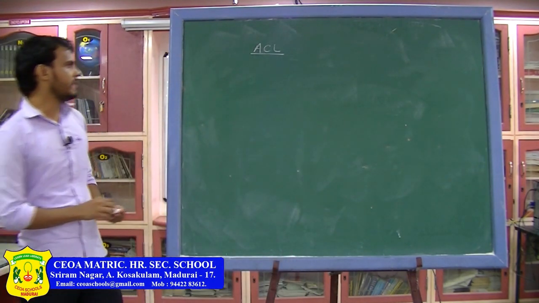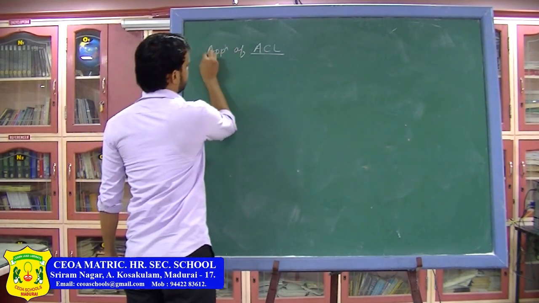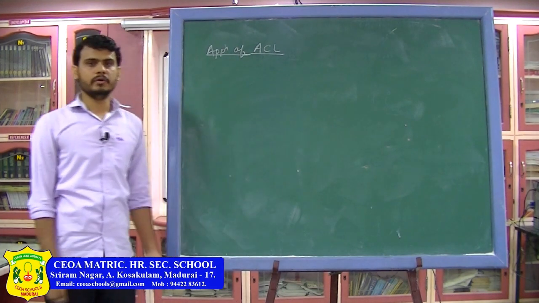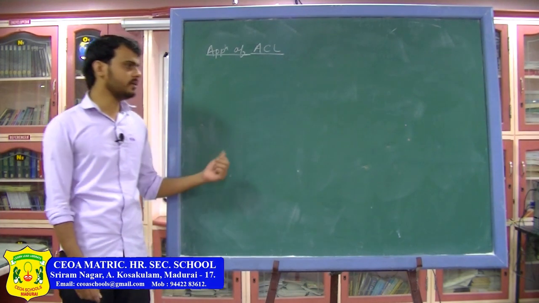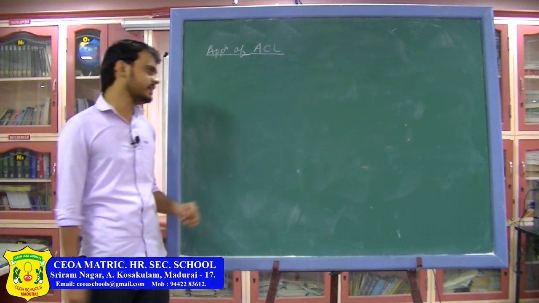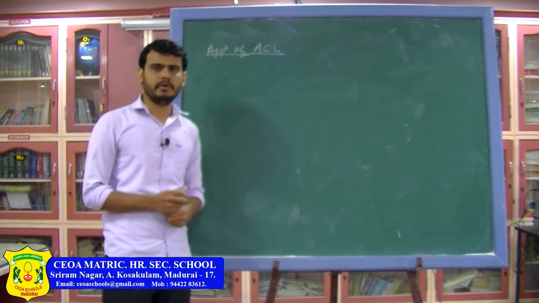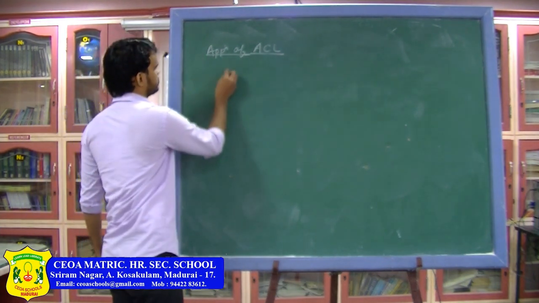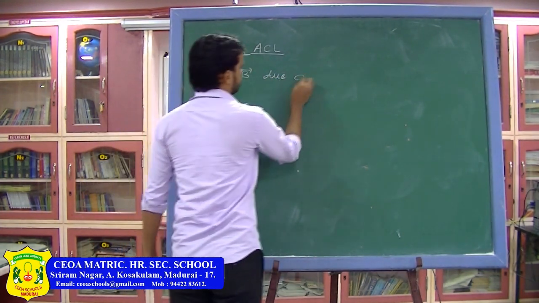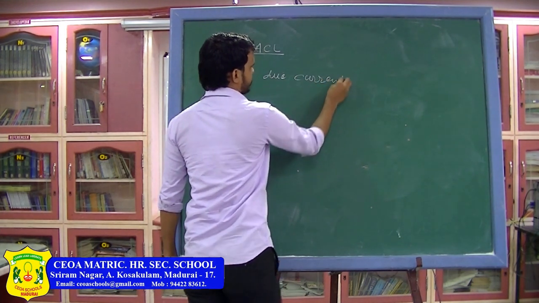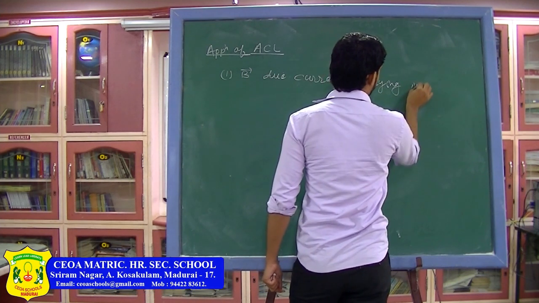So, the next heading is application of Ampere's circuital law. We are going to use Ampere's circuital law to find the magnetic field due to a wire again. Then we are going to find the magnetic field due to a solenoid, and finally we are going to use Ampere's circuital law to find the magnetic field due to a toroid. So, the first heading will be magnetic field due to a current carrying infinite wire.